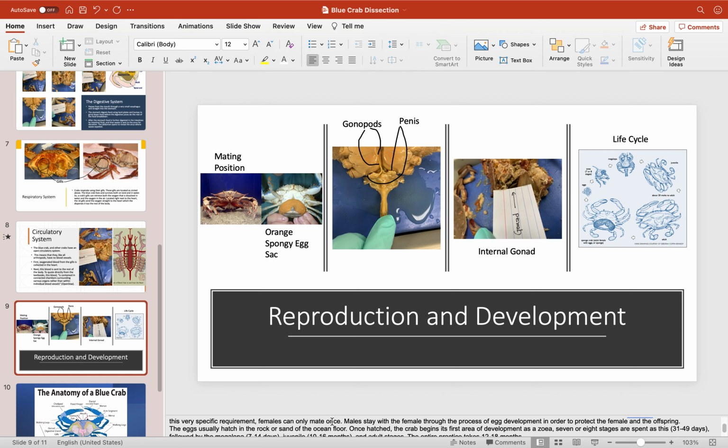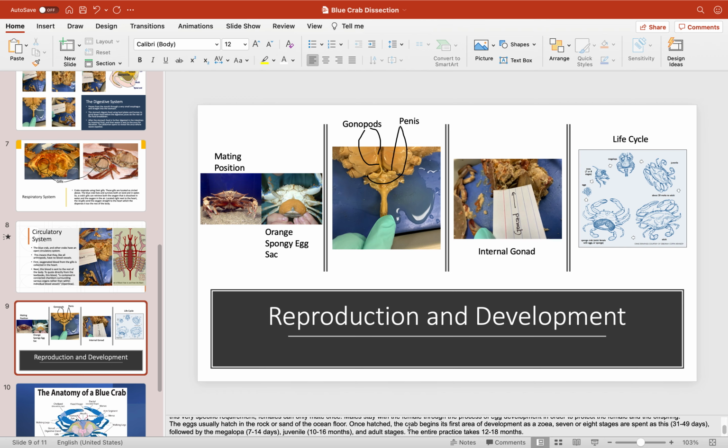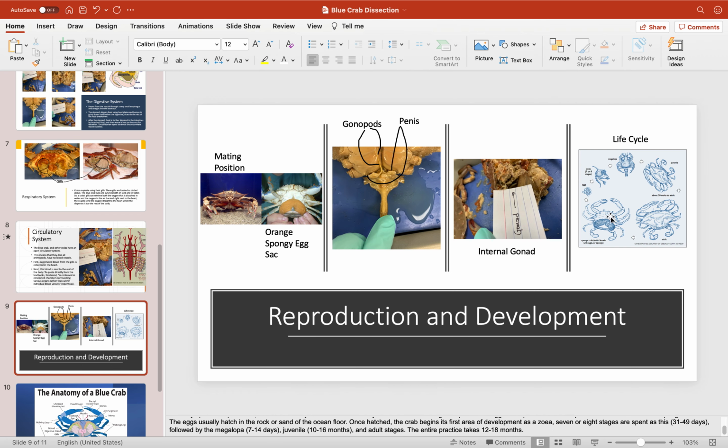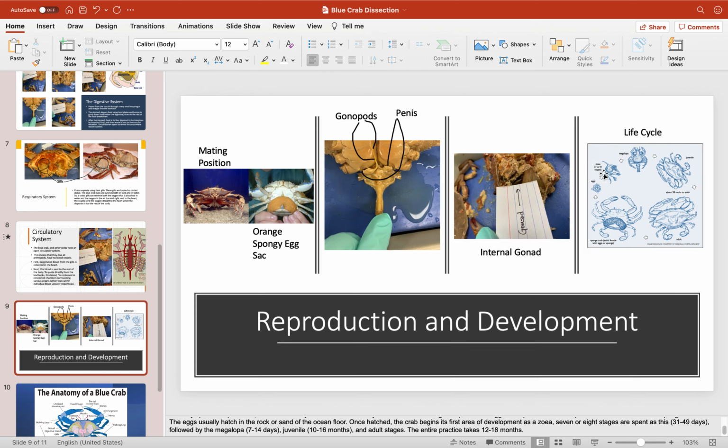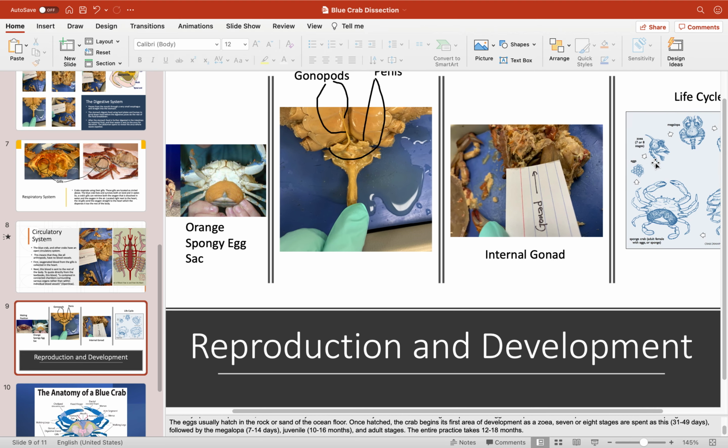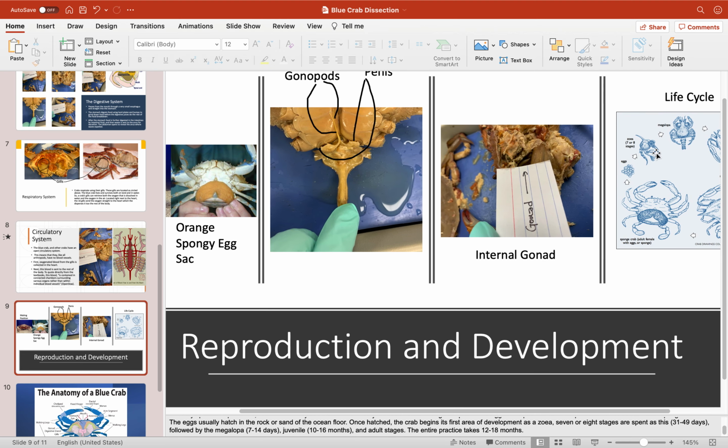And once the eggs are ready to hatch, they generally hatch on the rock or sand of the shallow ocean floor, which crabs tend to live on. Their life cycle is fairly interesting. They have these 5 stages pictured here. They spend the first month to month and a half in this zoea stage, and there are 7 or 8 different stages which look generally the same as this picture here.